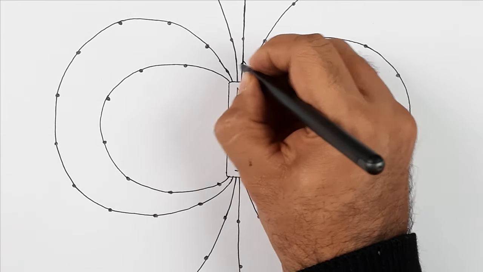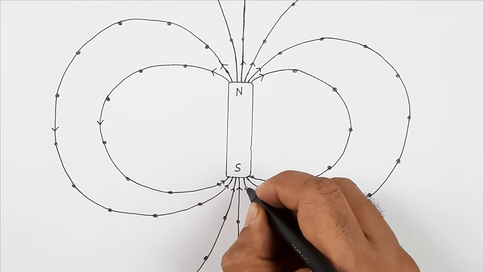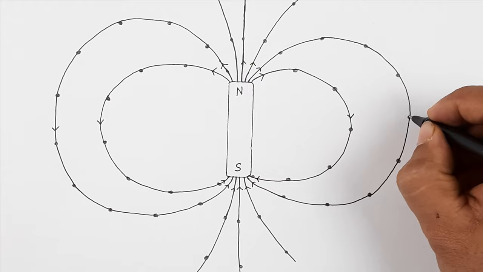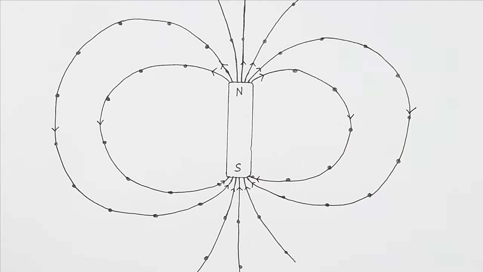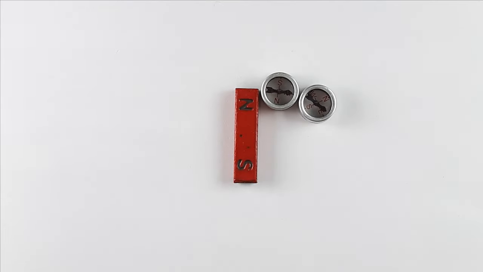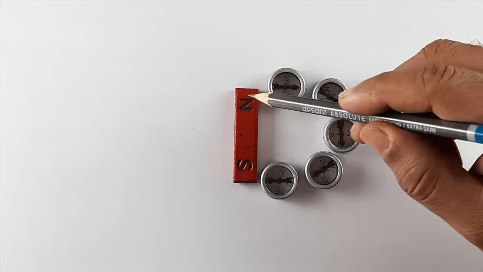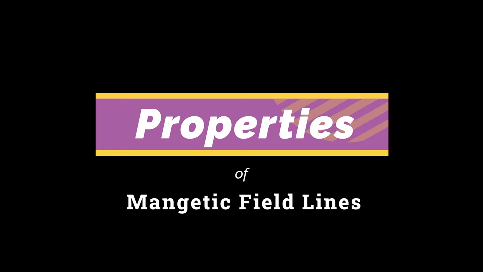These lines, which represent the magnetic field around the magnet, are known as magnetic field lines. Magnetic field is a quantity which has both magnitude and direction. The direction of the magnetic field is taken to be the direction in which a north pole of the compass needle moves inside it. These are five important properties of magnetic field lines.